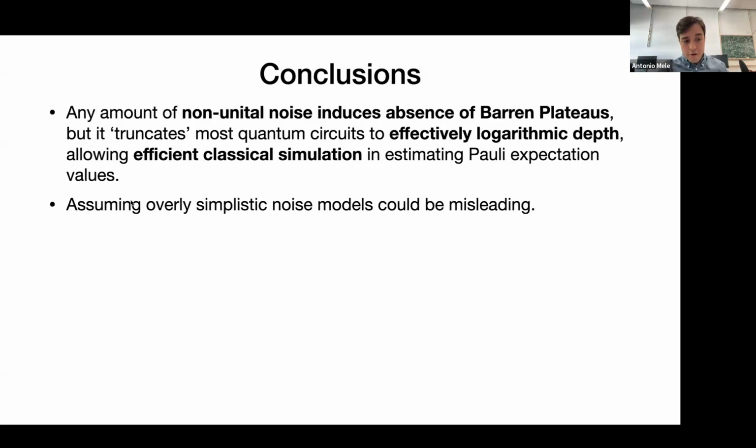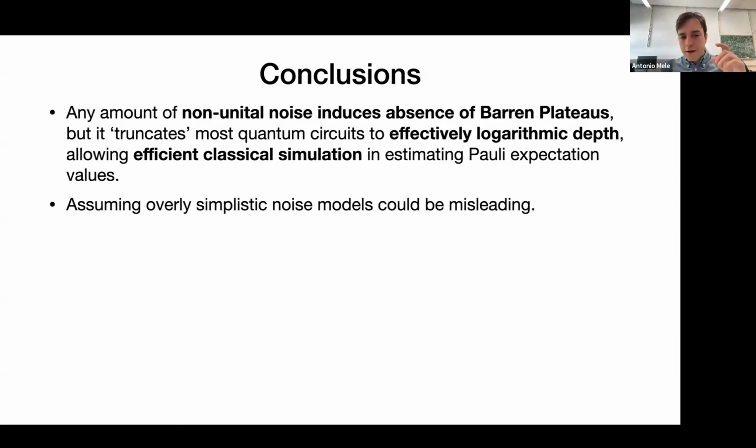Another conclusion is that assuming an overly simplistic noise model could be misleading. We have seen that, for example, the barren plateau phenomenon is different if we have depolarizing noise. And so with a little perturbation from this model, the picture changes.